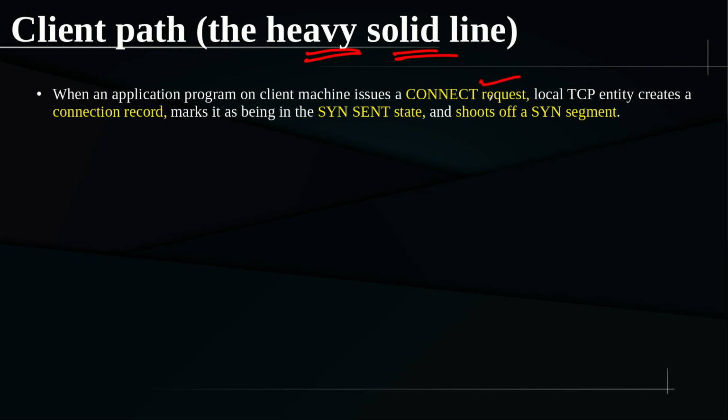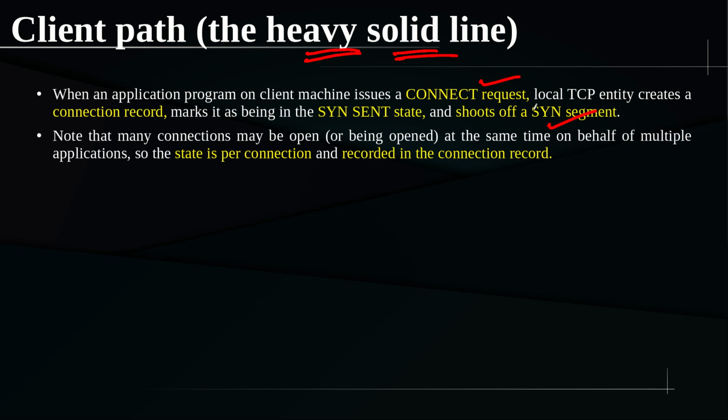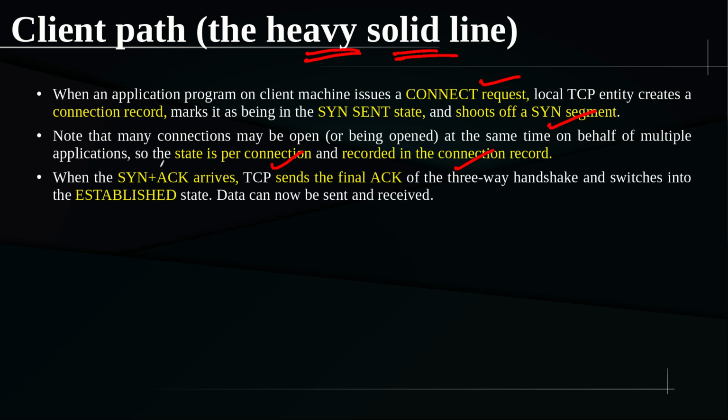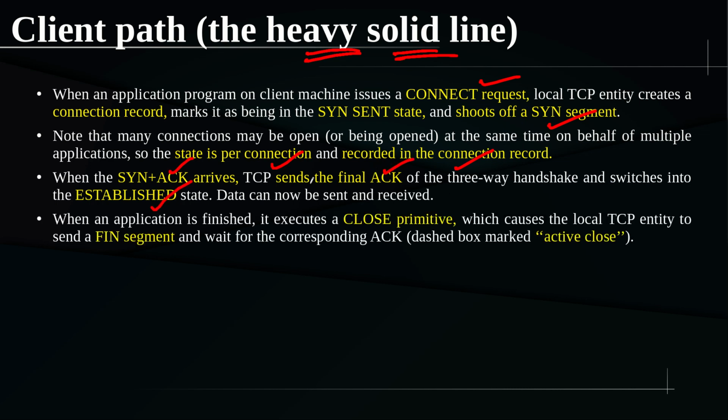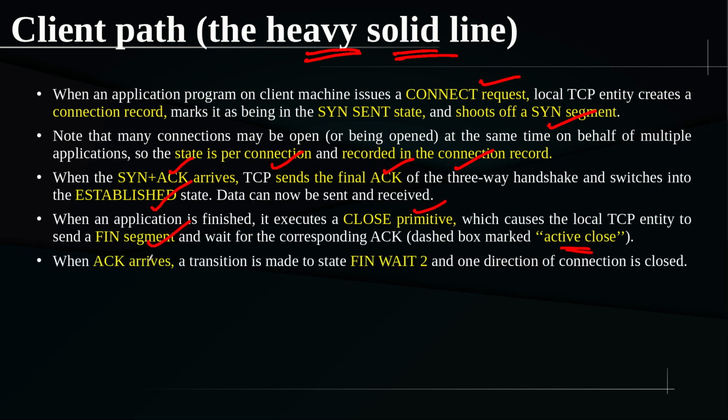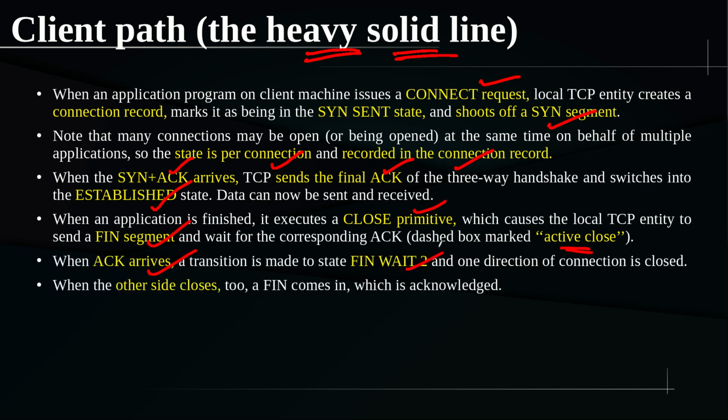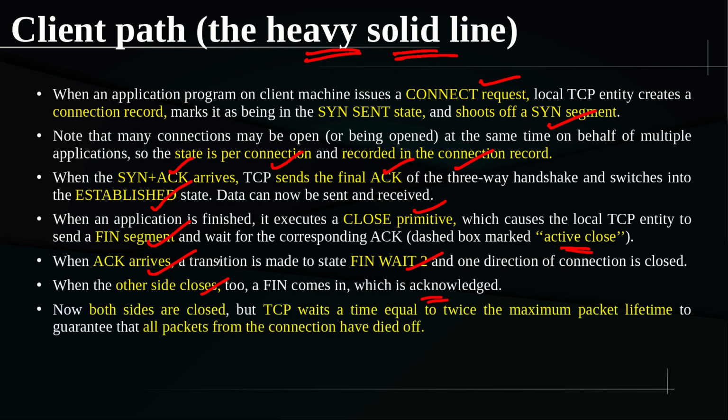So the connect request comes in, and in the background it sends off a SYN segment, and it marks that particular state, and that connection record will be maintained. When SYN plus ACK is received from the other side, the final ACK will be issued and it will move on to the established state. Similarly for closing, the client side executes the active close by sending the FIN segment, and when the ACK arrives it will go to FIN WAIT 2, and the other side also closes, which is acknowledged. FIN WAIT 2 and TIME WAIT is the last one, so both sides are closed.